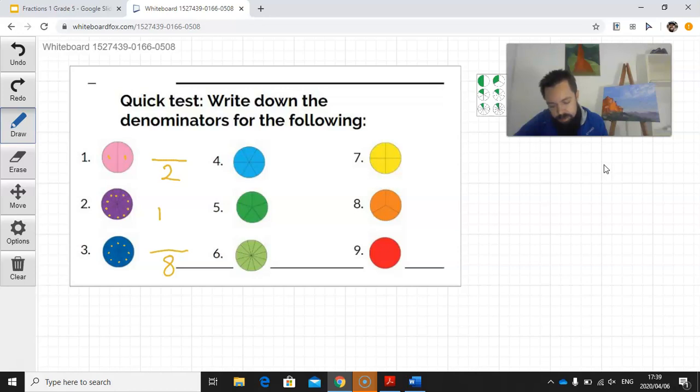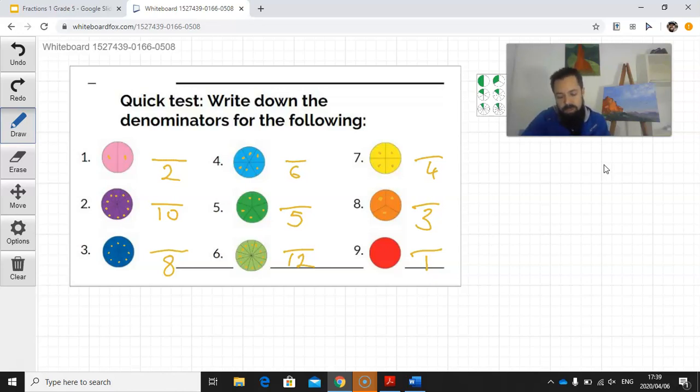1, 2, 3, 4, 5, 6, 7, 8, 9, 10 pieces, so our denominator is 10. If we look at number 4, we have 1, 2, 3, 4, 5, 6, so our denominator is 6. 1, 2, 3, 4, 5, so our denominator is 5. 1, 2, 3, 4, 5, 6, 7, 8, 9, 10, 11, 12. Denominator is 12. 1, 2, 3, 4, denominator of 4. 1, 2, 3, denominator is 3. And I hope number 9 didn't catch you out. We just have 1, so the denominator is 1. All right, good.